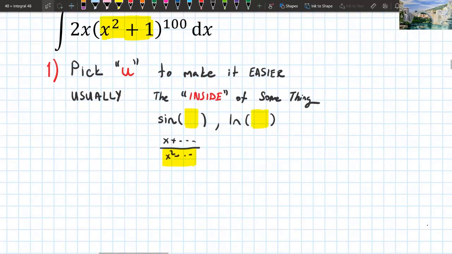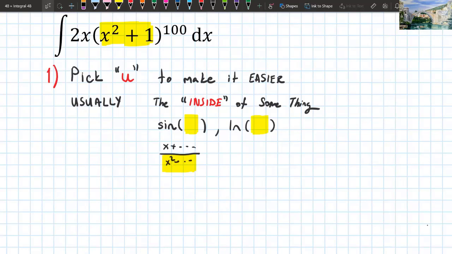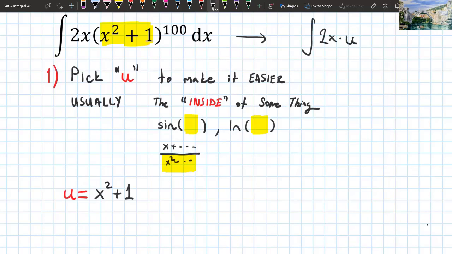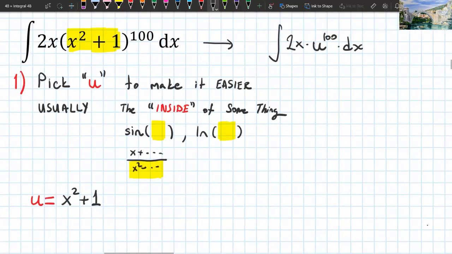So that inside function is x squared plus 1. So we will call x squared plus 1 u. So u is equal to x squared plus 1. Nice. So our integral becomes, I will write the integral again, 2x u to power 100 dx. But here we have a problem. You need to eliminate all x values. So everything should be in terms of u.